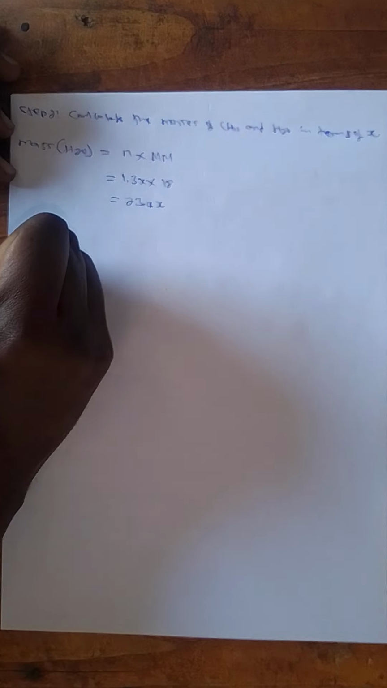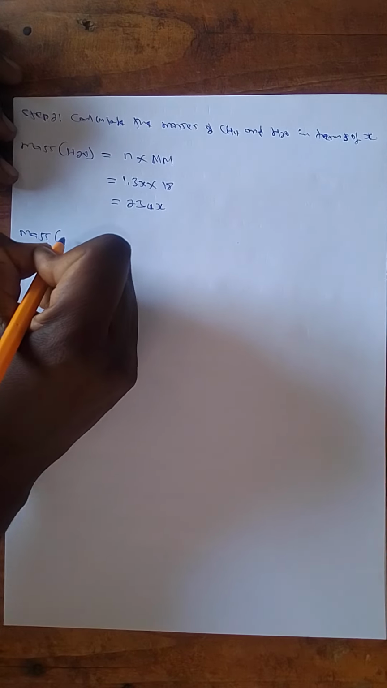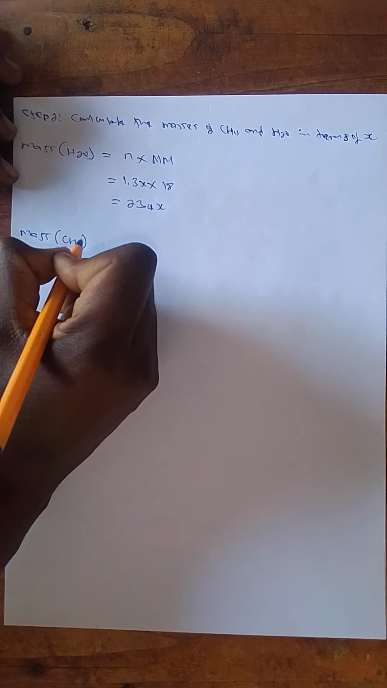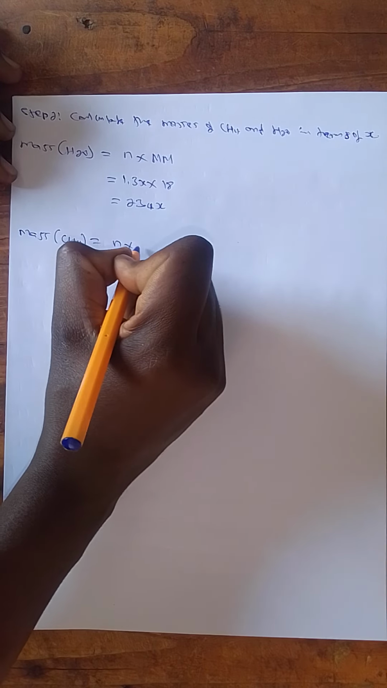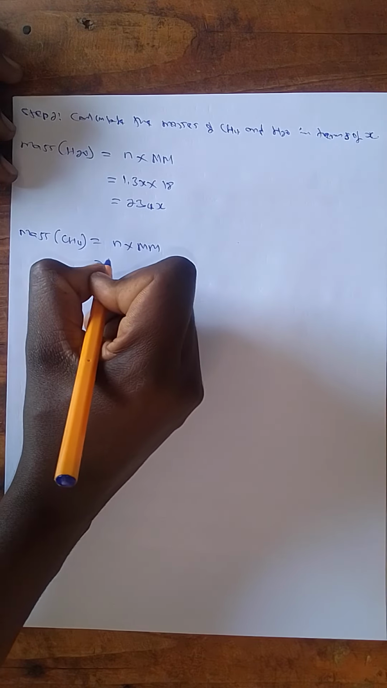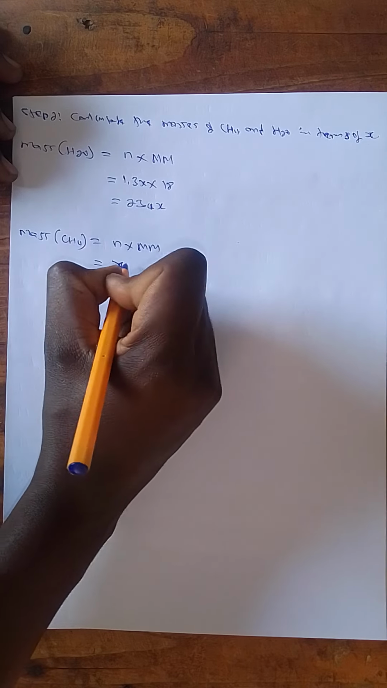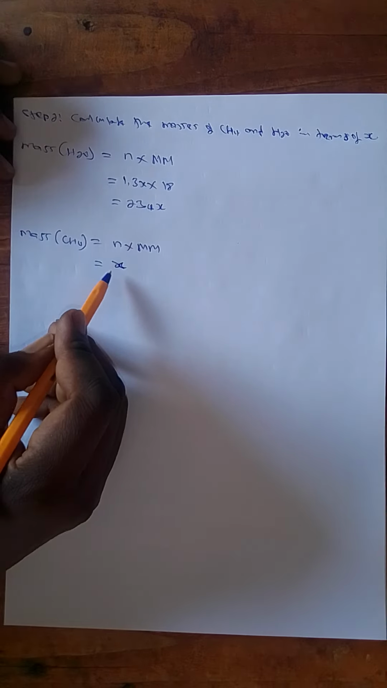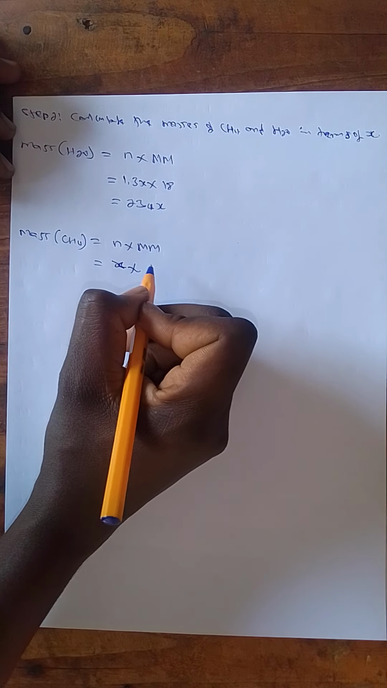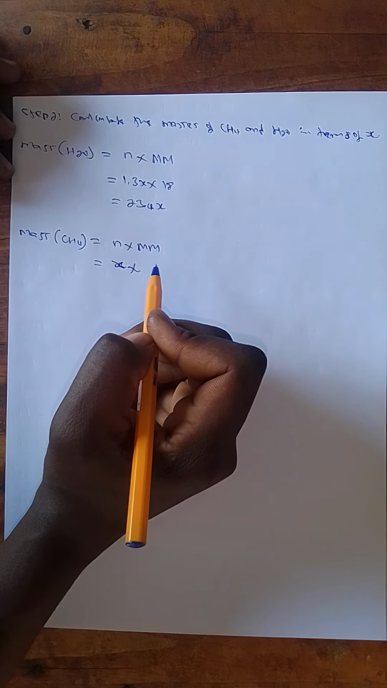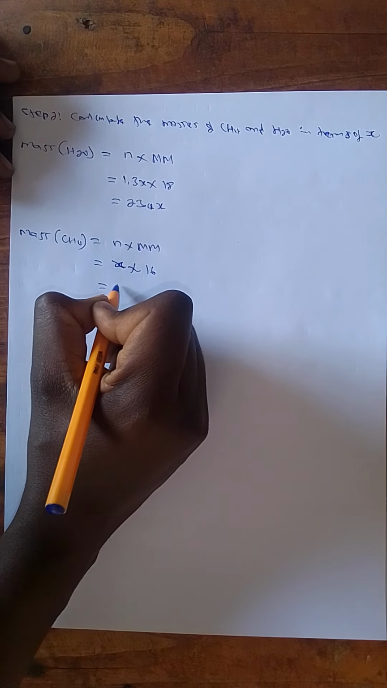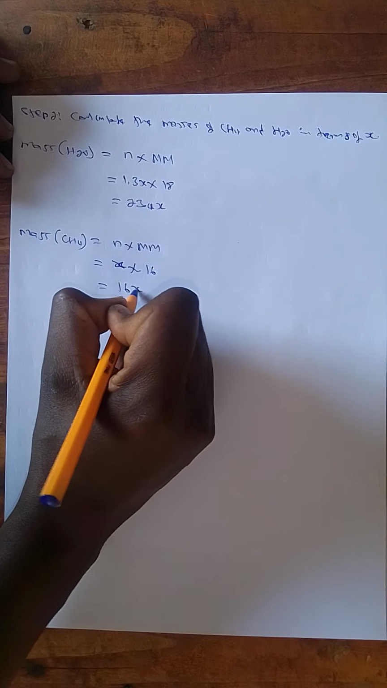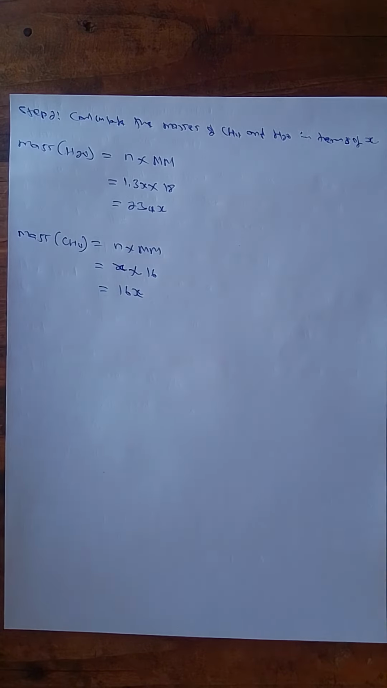And when we do the same with the methane, the mass of the methane in terms of x is equal to the number of moles multiplied by the molar mass. That is x, because the number of moles of methane we defined as x, multiplied by the molar mass of methane, which is 16. So the mass of the methane is 16x. Now we have the mass of water and the mass of methane in terms of x.